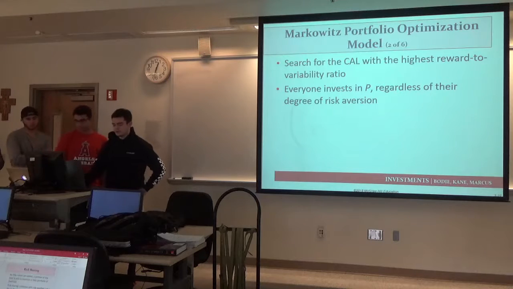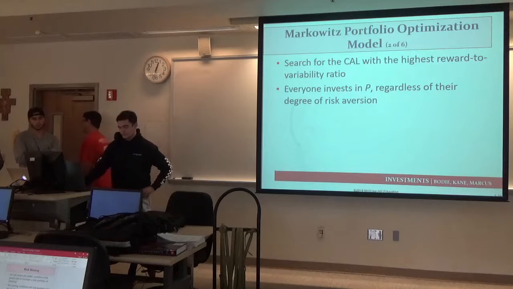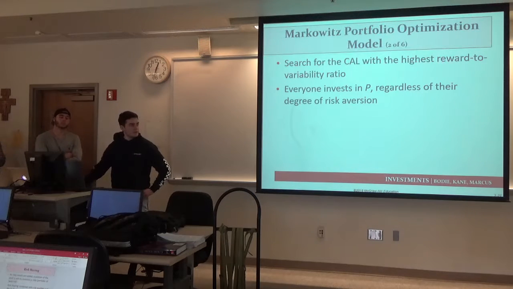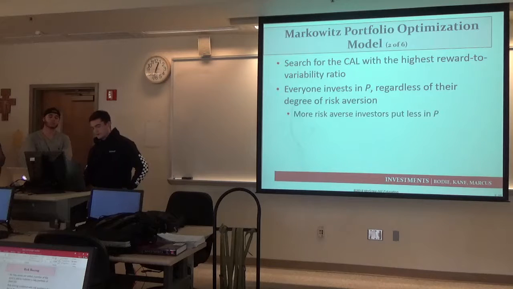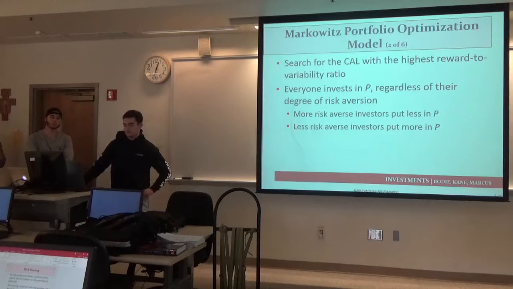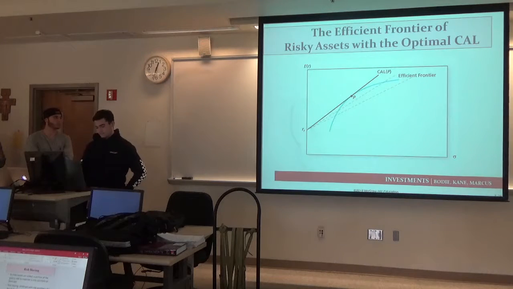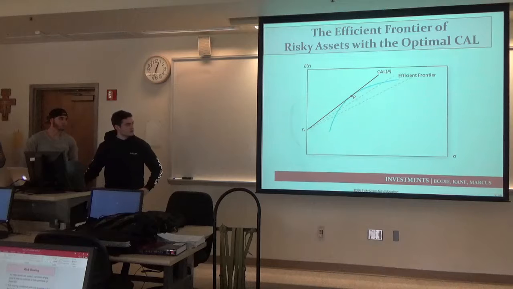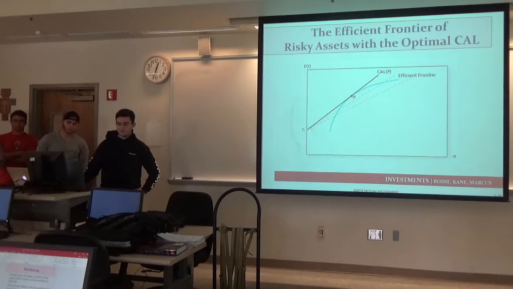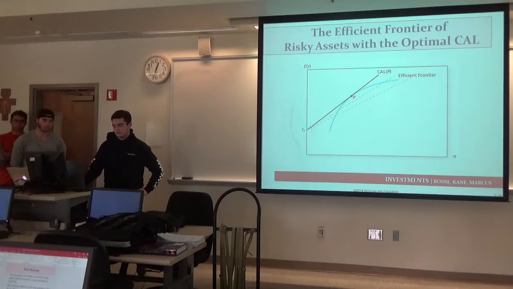So for the Markowitz portfolio optimization model, you want to search for the CAL with the highest reward to variability ratio, and everyone invests in P regardless of their risk aversion. So more risk averse investors put less in P, and less risk averse investors put more in P. And so this graph shows the efficient frontier, and it relates it to the CAL. So you can see P, and it does like a curve off of P.